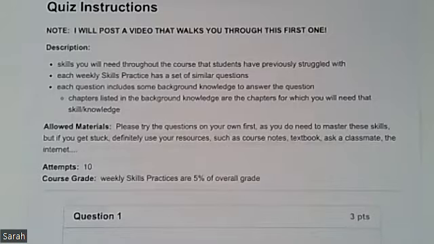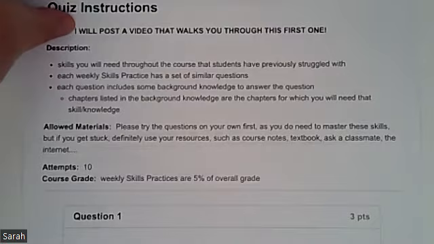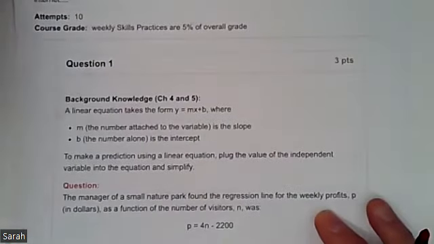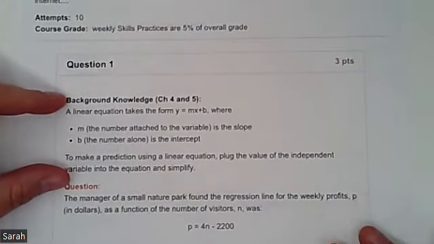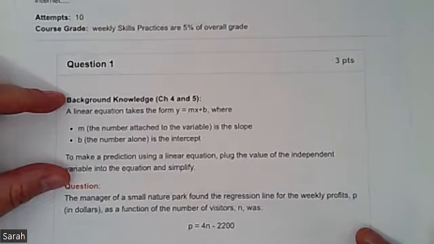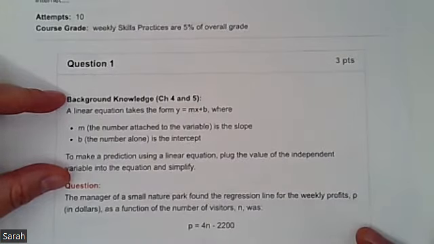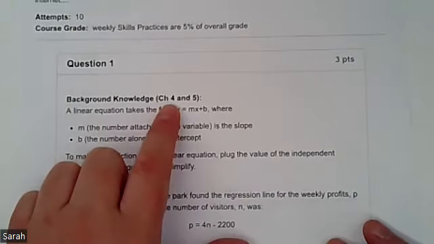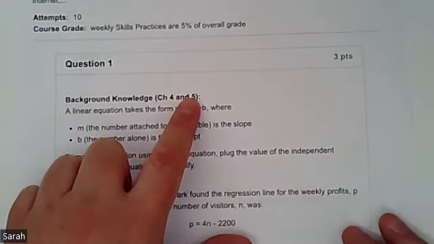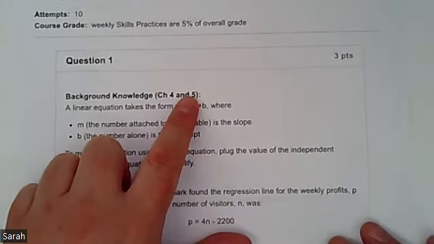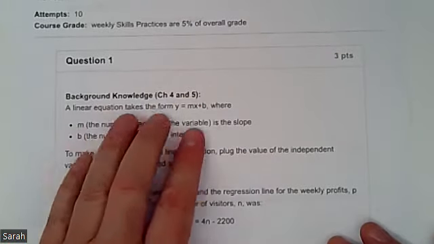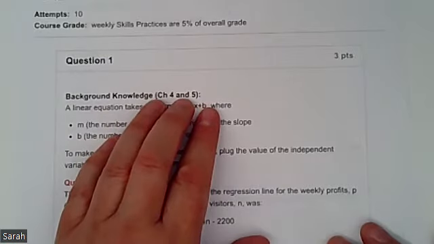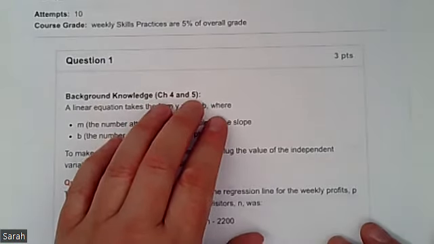All right, so let's take a look at this first one. Each of these problems has a little bit of background knowledge. So if you don't remember linear equations from an algebra class or maybe middle school, all the information you're going to need is right here. And then it tells you what chapters you're actually going to be using this information in. So for the linear equations, we're really going to use this a lot when we're in chapters 4 and 5. So that's where you're going to see this show up.